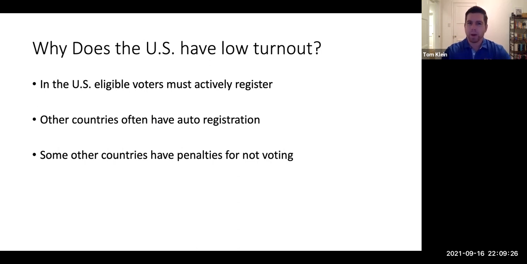Some of the reasons maybe why we have such low turnout, for one, in the US, we have to actively register. Okay, so in some other countries, when you turn 18, the government automatically registers you to vote. In the US, you have to take that upon yourself. You have to fill out the paperwork and register yourself. So that extra step discourages some people. Maybe we're just a lazy nation. Maybe people move, they don't have home addresses. It could be a lot of reasons, but that extra step does prevent some people from voting.